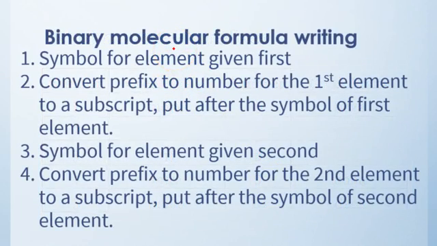When you're writing the formula, the symbol for the first element is given first. Convert the prefix of the first element into a subscript and put it after the symbol of the first element. You write the symbol for the second element and convert its prefix to the number for the second element as a subscript and put it after the second element.